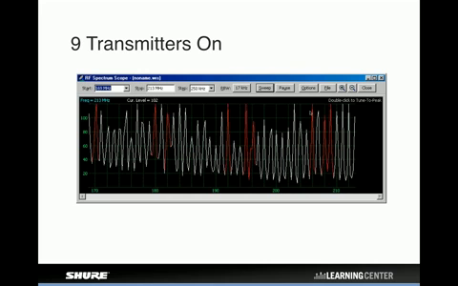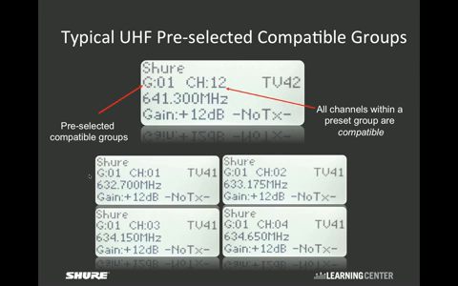And just to further beat the point home, this screen capture from a Wind Radio scanner just shows 9 wireless mic transmitters illustrated or highlighted in red, so you can see which ones those are. Everything else here is an intermod product. So trying to pick a 10th frequency at random, it's just not gonna happen.